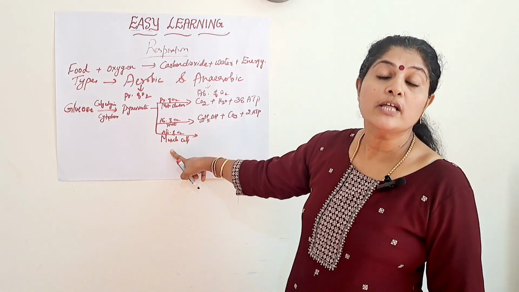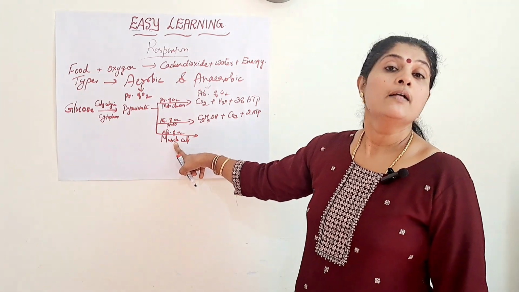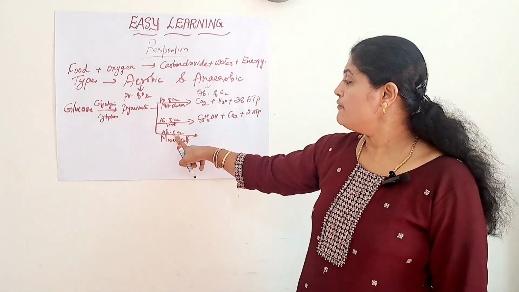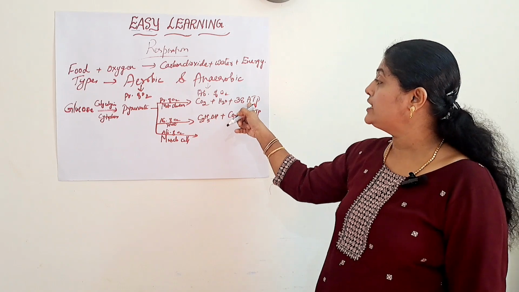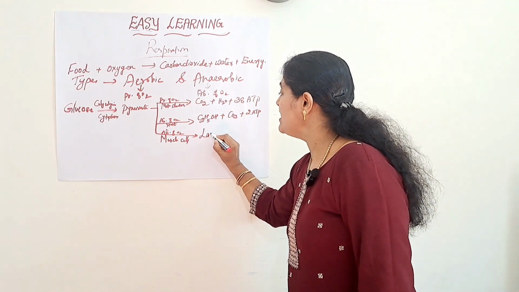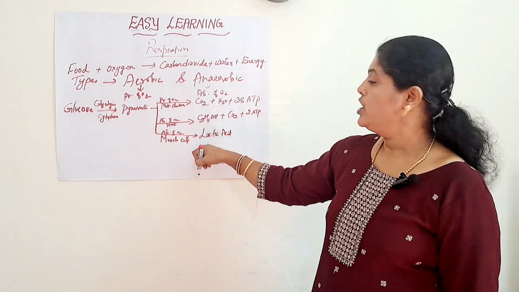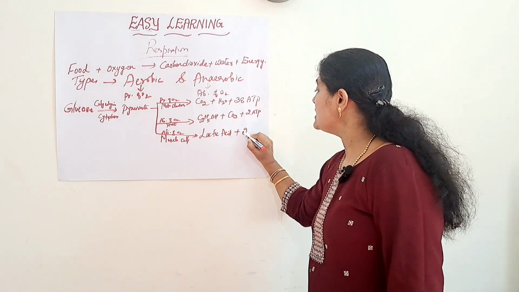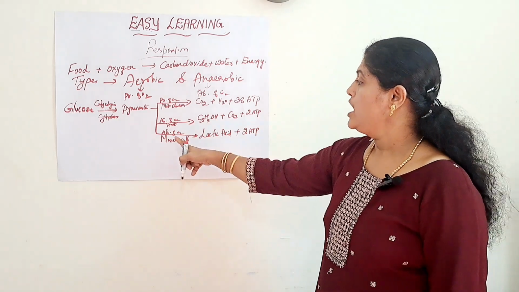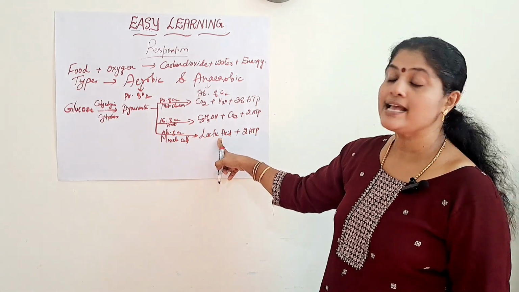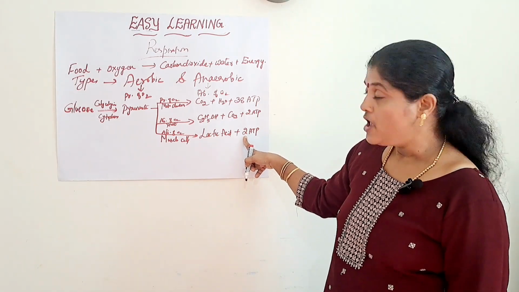Then what will happen to the person who is undergoing physical exercise or athletics? The muscle cells will start to respire without using oxygen, and instead of producing carbon dioxide, water and 38 ATP molecules, they will produce lactic acid, because the glucose is only partially broken down. So it will produce lactic acid plus 2 ATP molecules. So in the absence of oxygen in muscle cells, lactic acid is produced with 2 ATP molecules. Here also the amount of energy produced is very, very less.